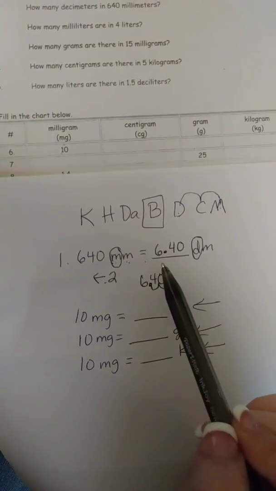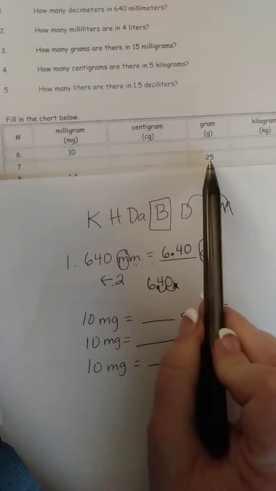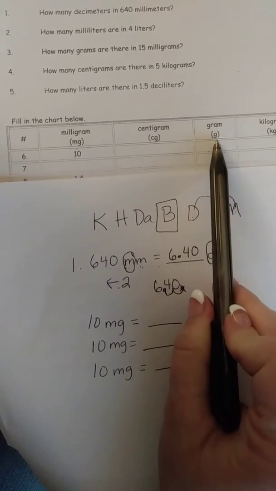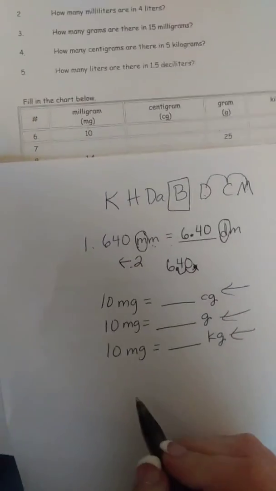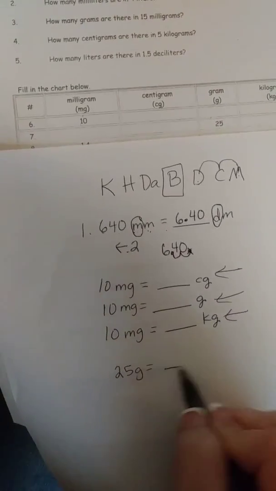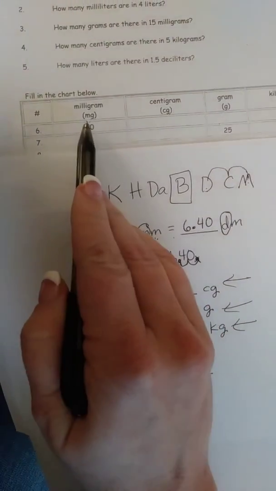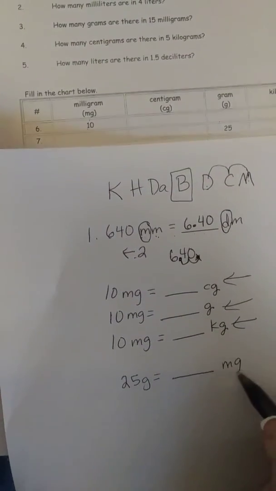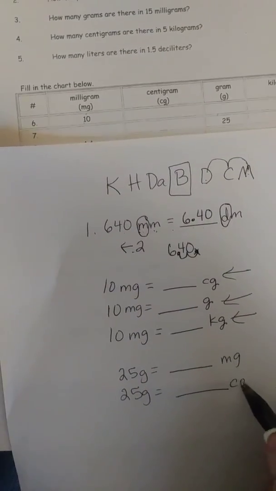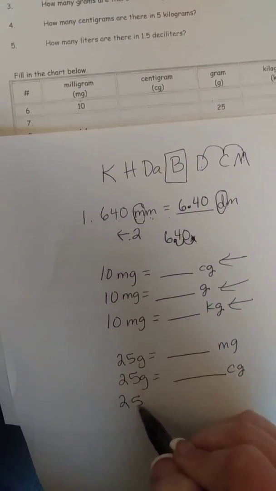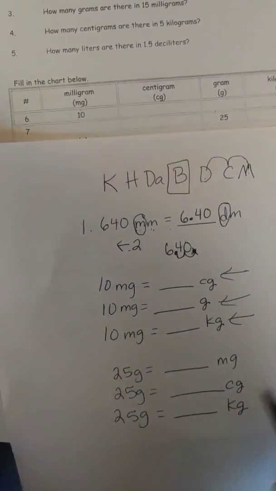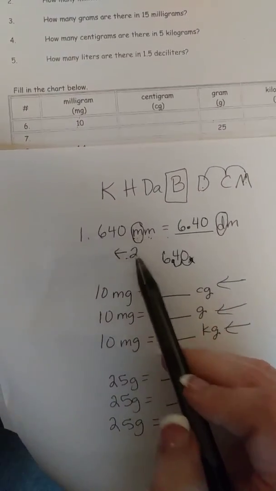So, for example, number 7, there's 25 in the gram column. So you're basically saying 25 grams is equal to how many up here milligrams. 25 grams is equal to how many centigrams, and 25 grams is equal to how many kilograms. And go ahead and solve those the exact same way that we did up here.